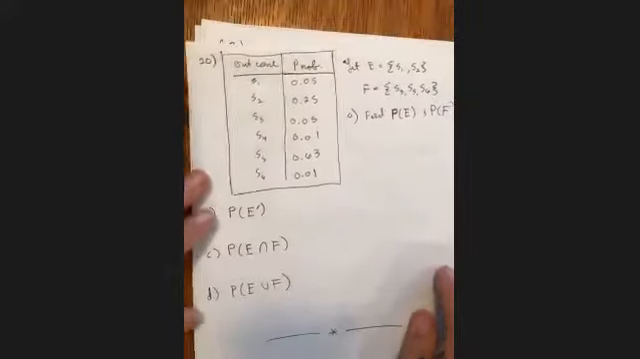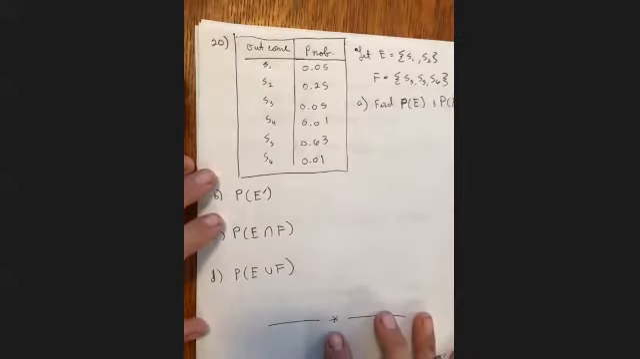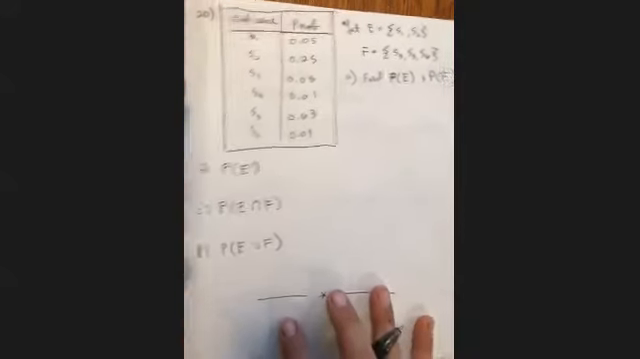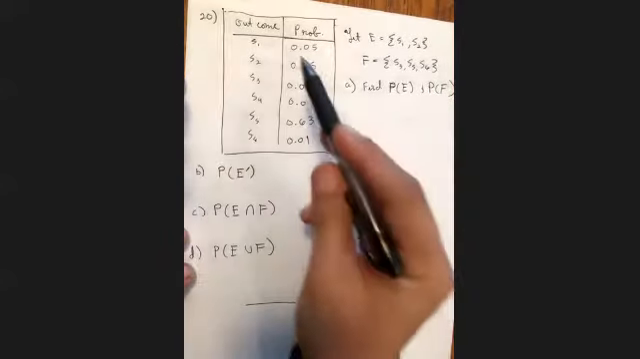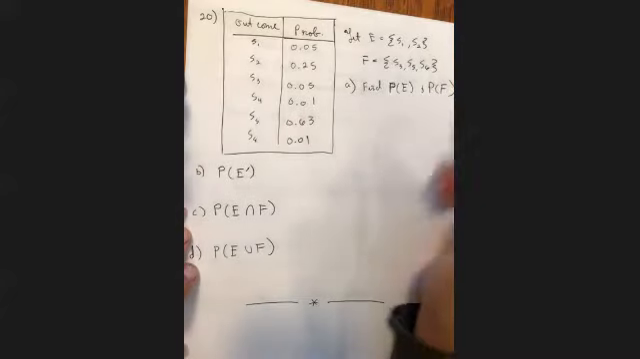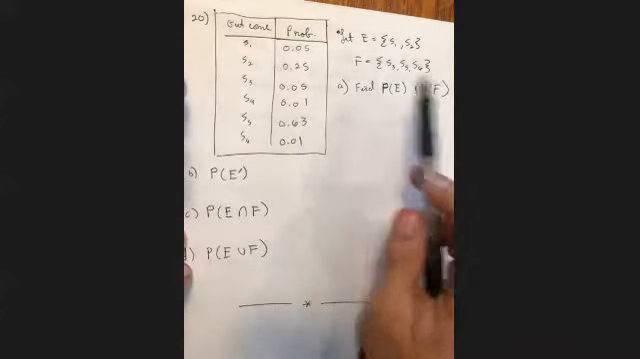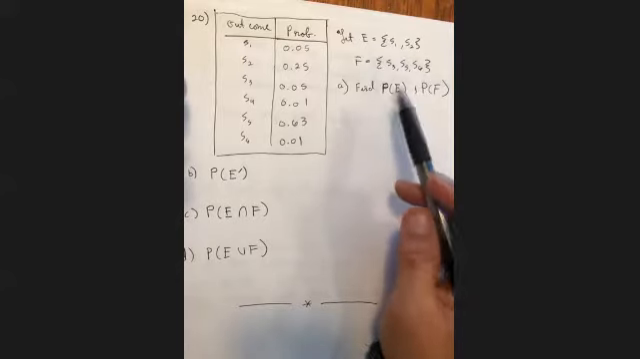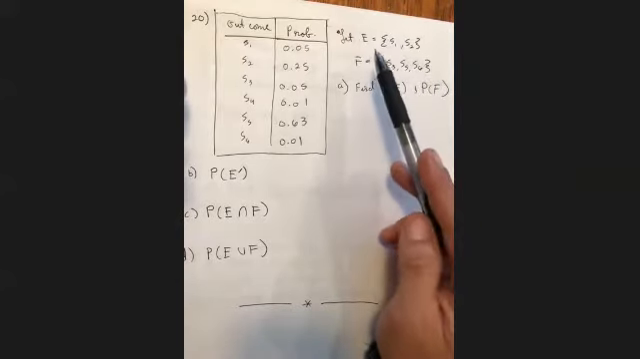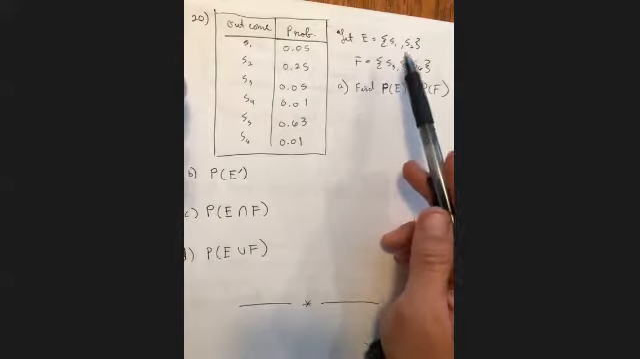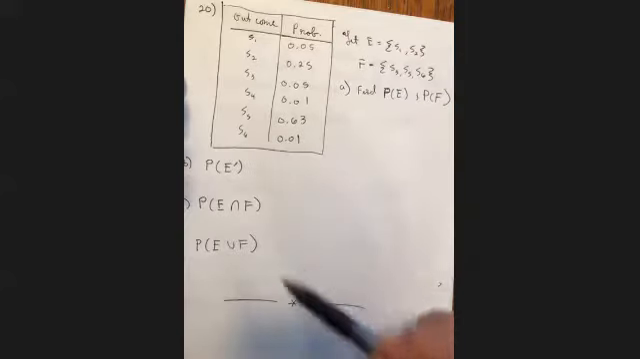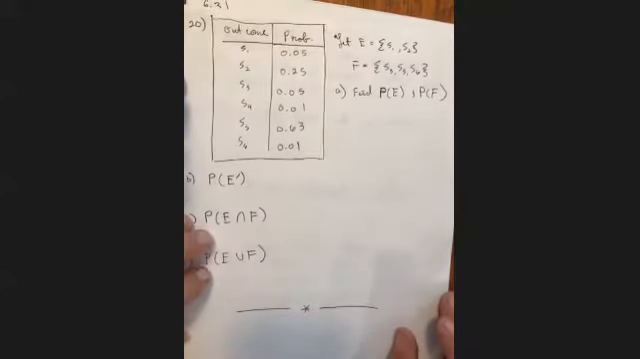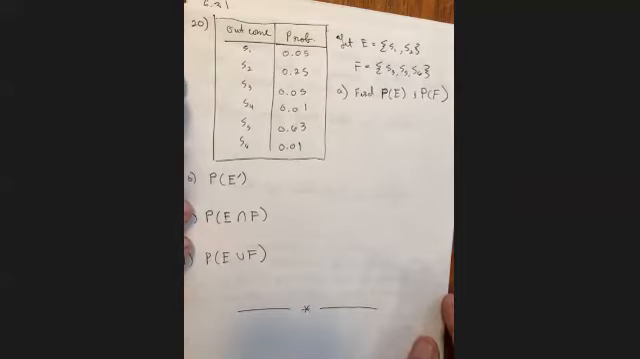All right. So now we're going to look at number 20. You are given a probability distribution and a couple events in this sample space. So the event E, which is S1, S2, and the event F, S3, S5, S6. And we're going to be asked to find various probabilities. Okay. So part A, let's find the probability of E and find the probability of F.